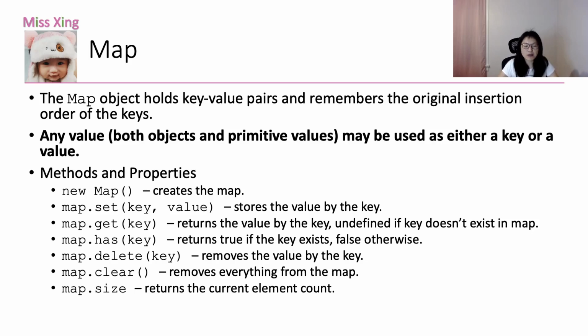Now let's take a look at the methods for using a map. First, create a map using new Map. If you want to store a key value pair into the map, use set. If we want to get a particular value, use get. If you want to check whether a key exists inside the map or not, you can use has. If you want to remove a pair, you can use delete. Clear removes everything, and size returns the current element count, which is the total key value pairs held by the map. We can use this when we do a loop.